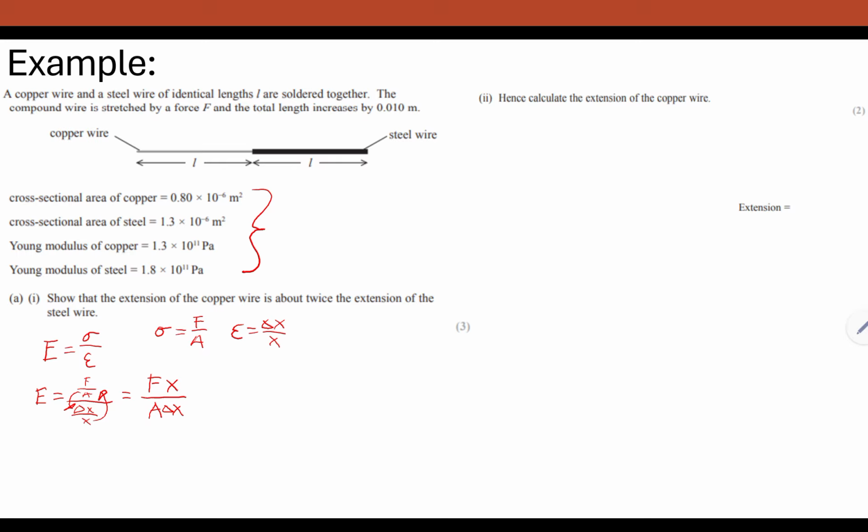So our formula will be Fx over A change in x. Now we want to make Fx the subject, so we multiply both sides by A change in x. When we do that, we get A change in x equals Fx.